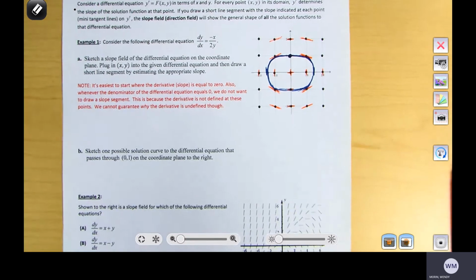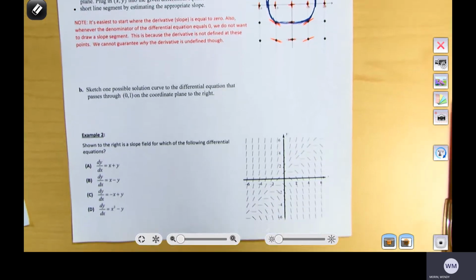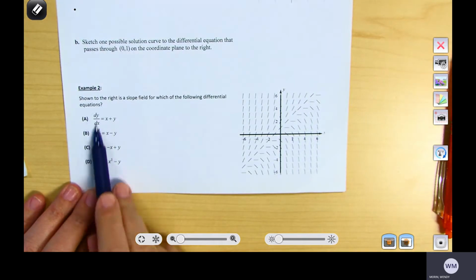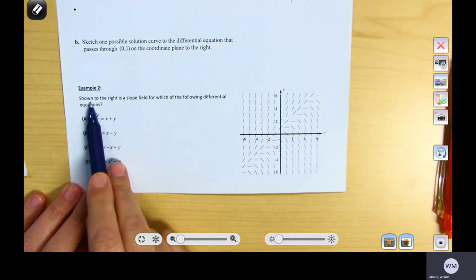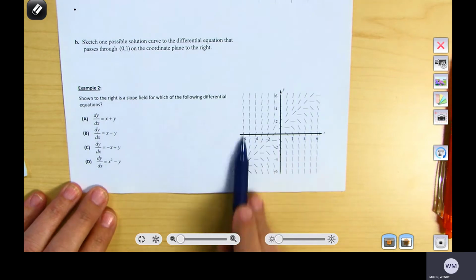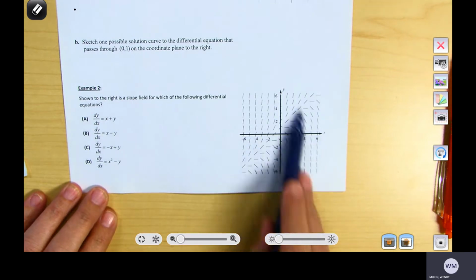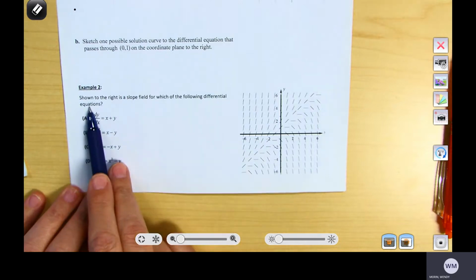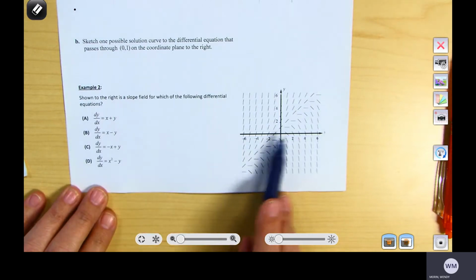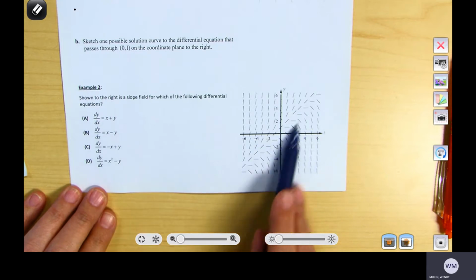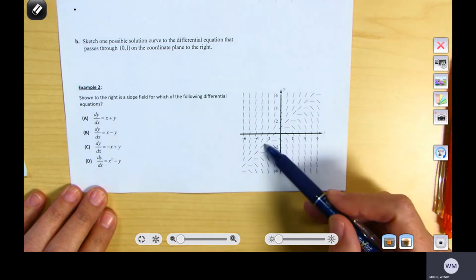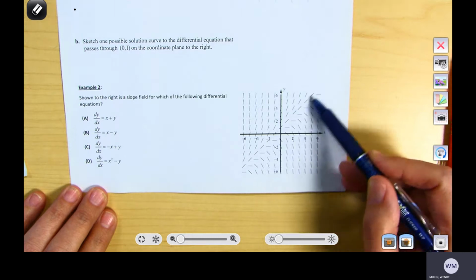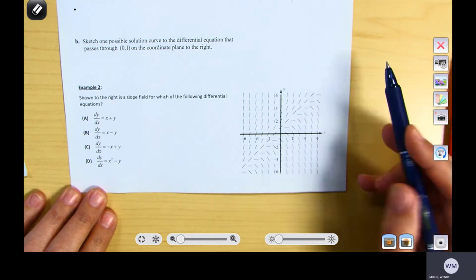All right, so let's take a look at some multiple choice. So this is the differential equation. It says shown to the right is a slope field. So here's your slope field. These are all little mini tangents that are drawn for you. Which of the following differential equations satisfies this? So if I were to take any of these, notice this right here. This looks like y equals x plus 1.